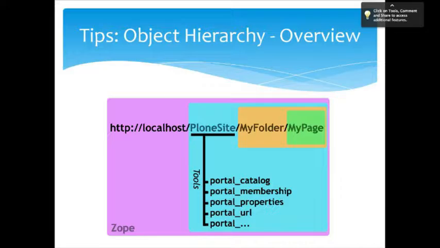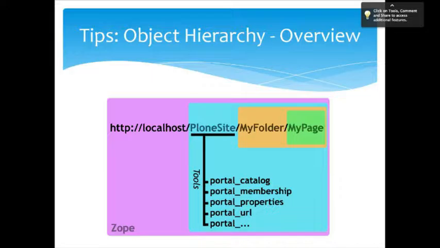In your Plone site, you have access to all these different tools, such as the portal catalog, portal membership, portal properties, portal URL, portal actions. There are lots and lots of different tools that you can access. Then if you look down as the URL traverses down, you have my folder, which is another container, which contains a leaf, which is my page. It's your final thing. So all this forms the different layers that work down in Plone, and you can see how each object contains a different object all the way down to the leaf.